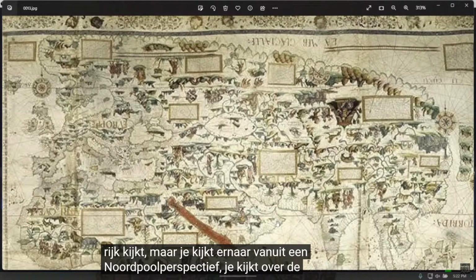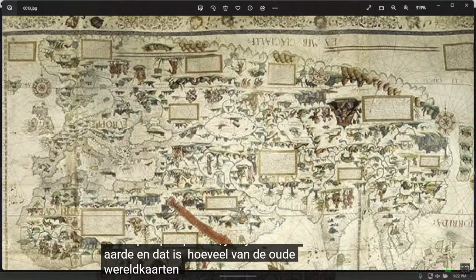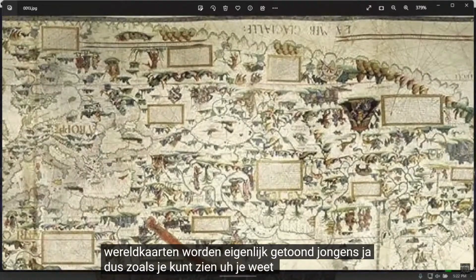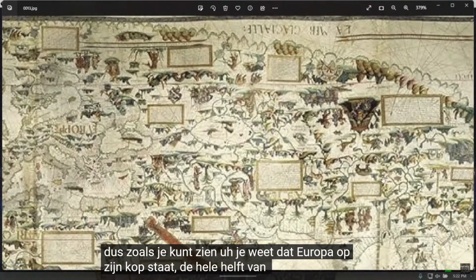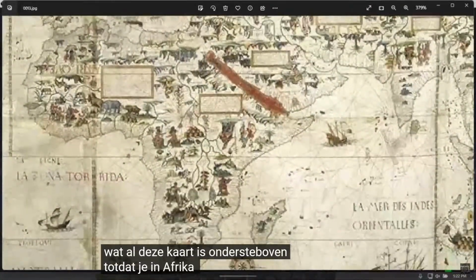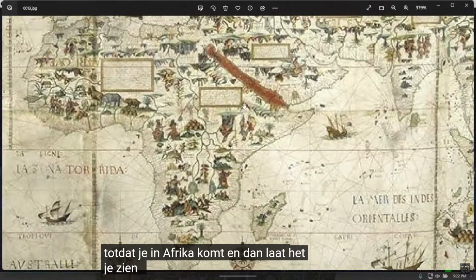You're looking down the earth, and that's how a lot of the old world maps are actually shown, guys. As you can see here, Europe is upside down. Half this map is upside down until you get to Africa, and then it shows you the right way up.